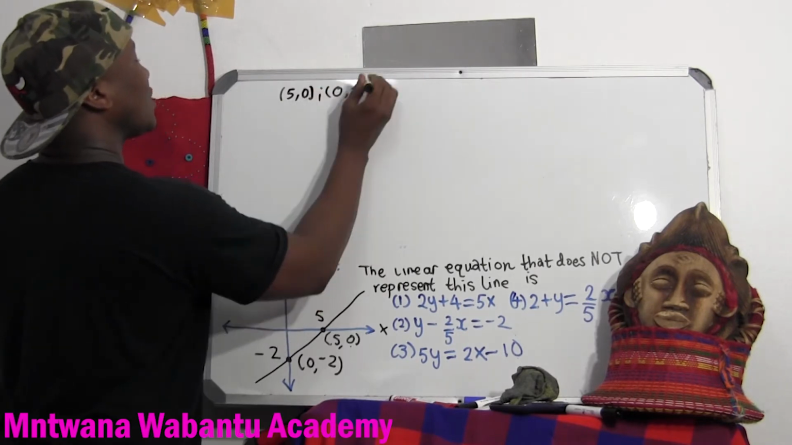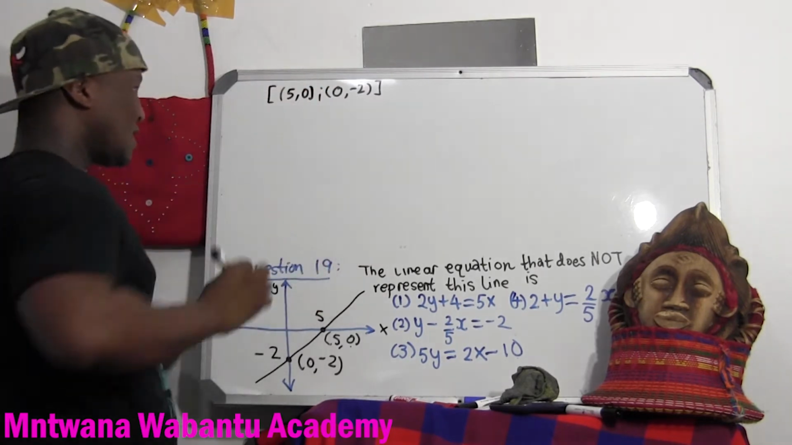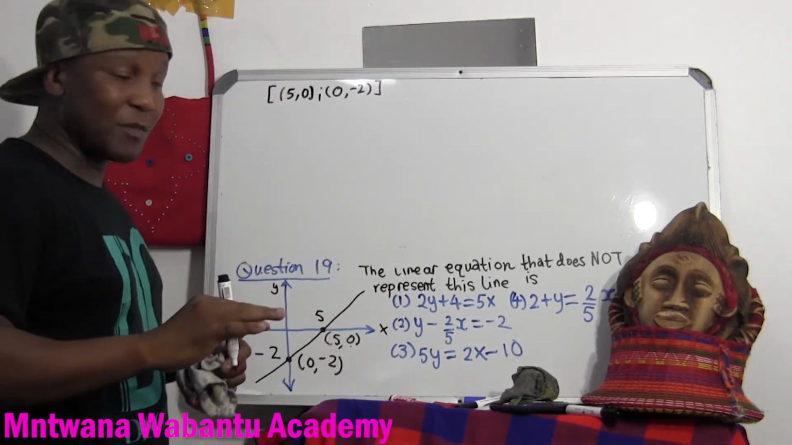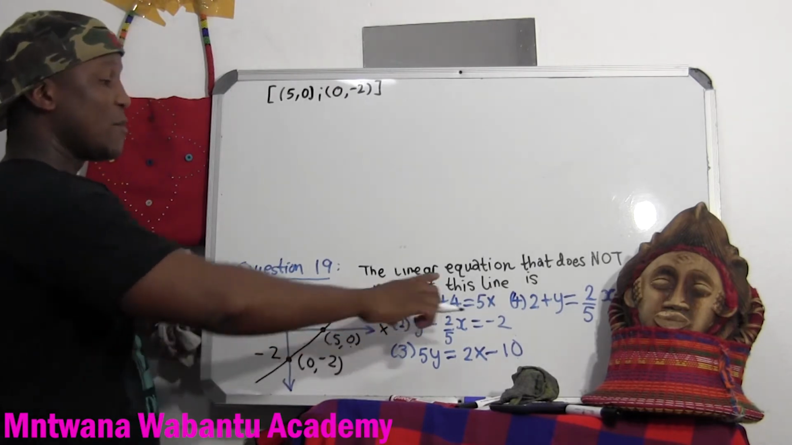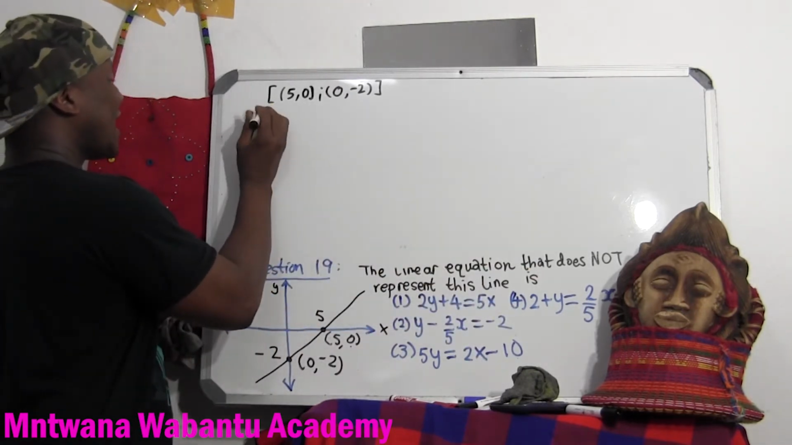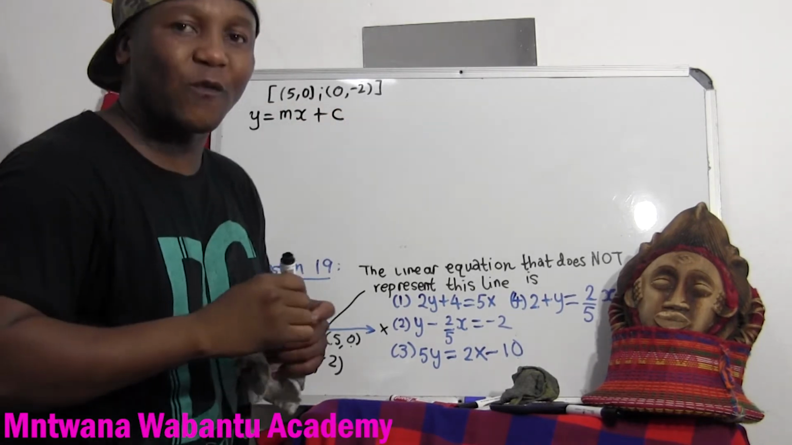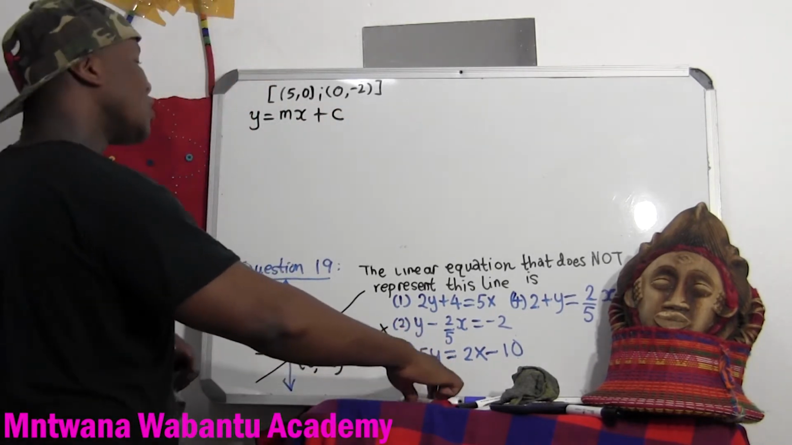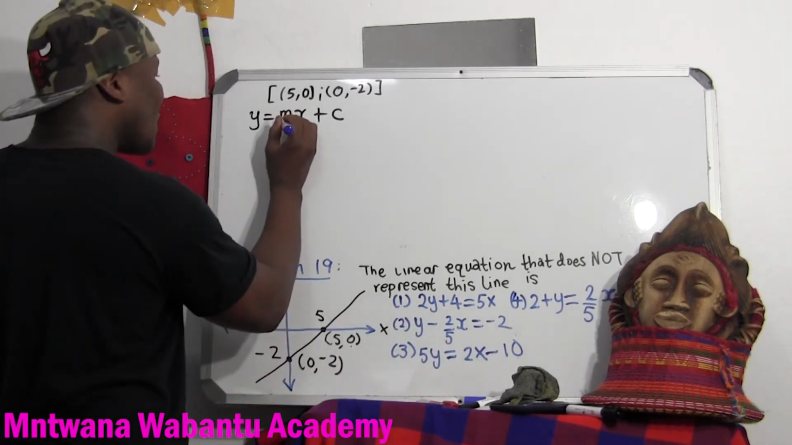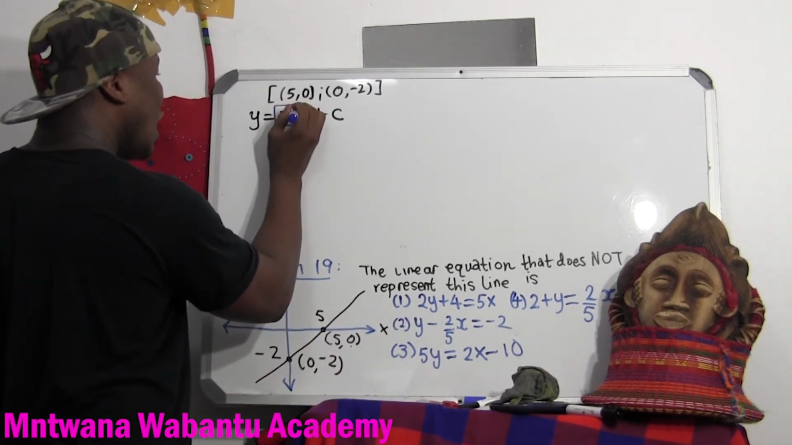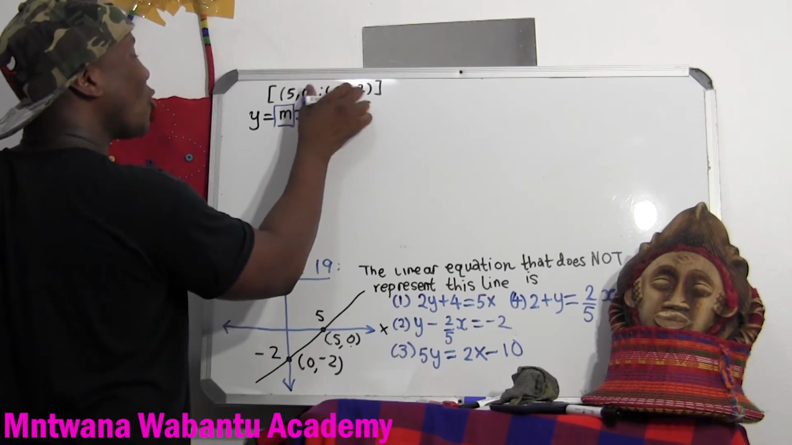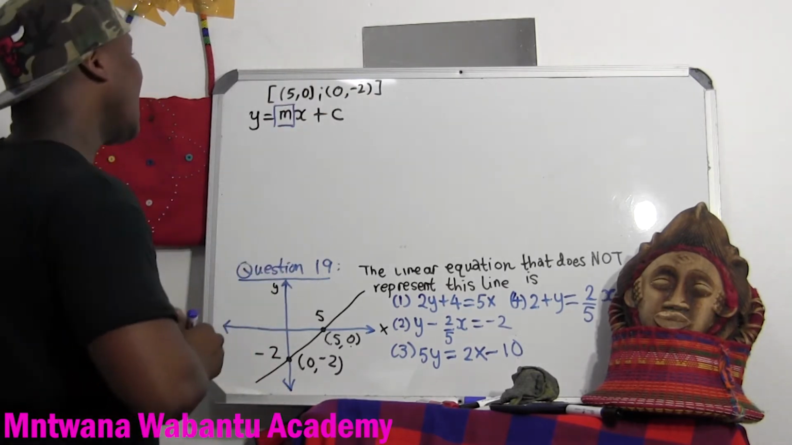-2. Okay, so this is my two coordinate. First and foremost, your intention is to get an equation of a line. The equation of a line has to be in this format: y equals mx plus c. And the first thing you should find is the slope. This is the first thing you should always find before you do anything, if they give you the coordinates. Now let's find the slope, m.